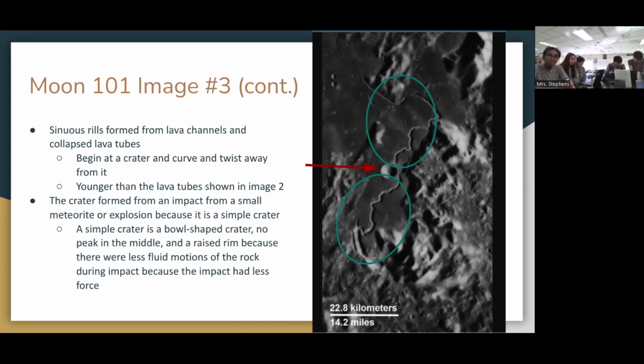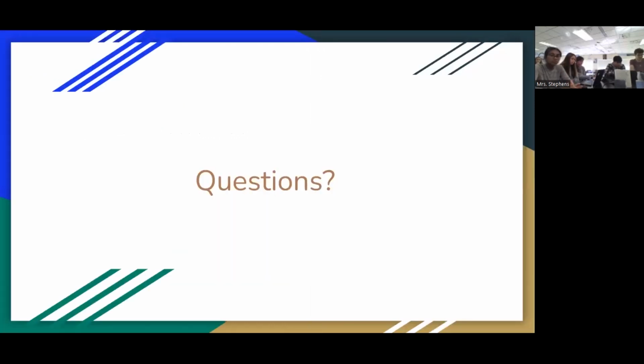And you can tell it's a simple crater because it's a bowl-shaped crater and there's no peak in the middle, and it has a raised rim because there were less fluid motions of the rock during the impact, because there was less force since it was a smaller impact. So we'd now like to open up for questions for the moon.